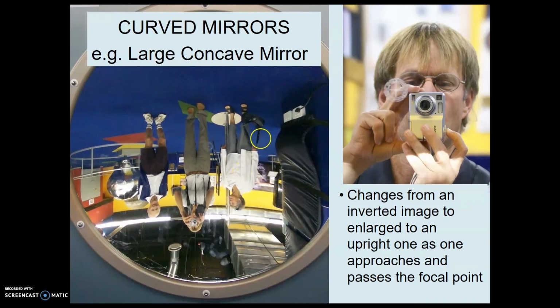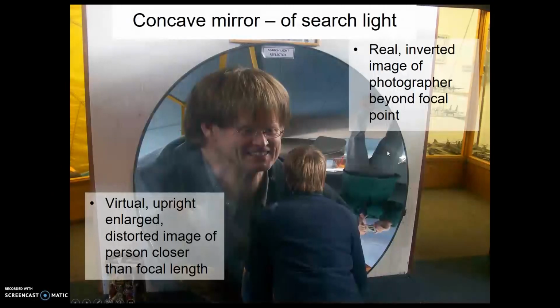Here we have a photograph taken of myself with my parents at a science center. And this is the photograph that was taken with that camera. You can see the image is upside down. But as I walked closer, it gets to a point where I'm upright. A more dramatic one: my brother behind me is taking the photo and he appears to be upside down, but I'm closer than the focal length and you get this huge distorted image.